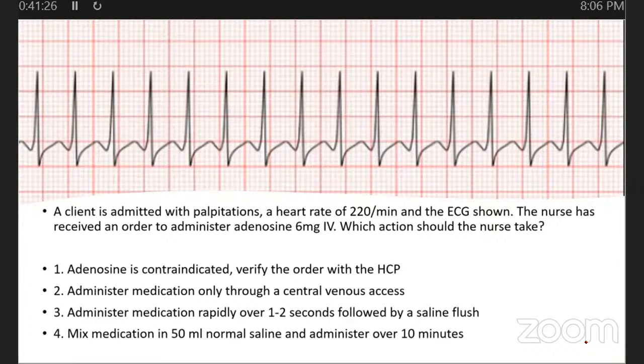Again, how do I mean repeat? So we have this client in tachycardia. We've given adenosine. We are going to watch and see if there's any change. And after a while, he's still tachycardic. If we need to repeat the adenosine, please double the dose.